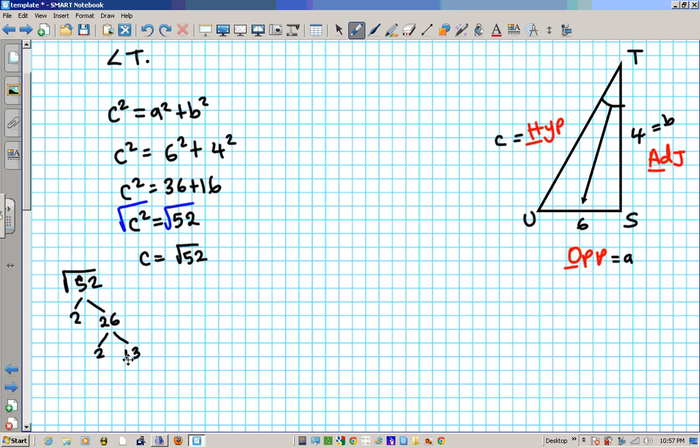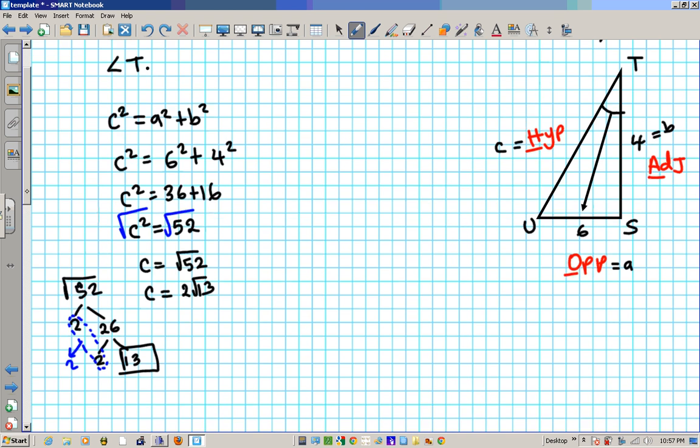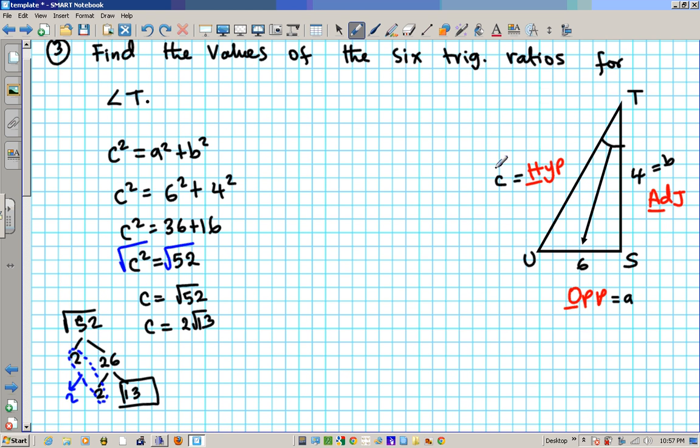Alright, so these two 2's repeat themselves, so they can both break out as 1. This is 2 and that 2, they can both break out as a 2. So in essence, root 52 simplifies into 2 rad 13, because this 13 stays behind under the radical because it's by itself, okay? So C is basically 2 root 13. Alright, now let's go ahead and generate our trig ratios, okay?